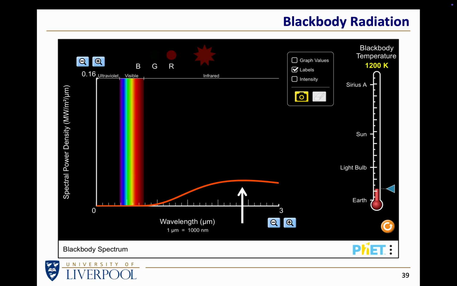As we go up in temperature, two things are going to happen. The curve is going to get higher because more light is emitted when an object gets hotter, and that peak, rather crucially, is going to start moving to the left-hand side.